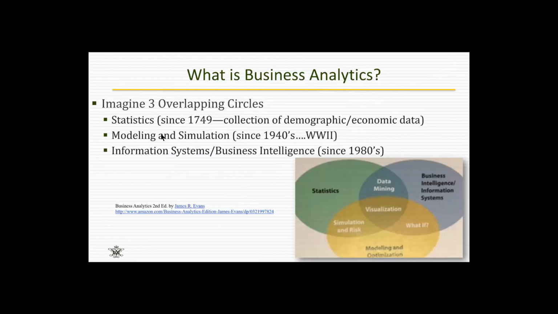What is business analytics? Business analytics is really the confluence of three major areas: statistics, business intelligence and information systems, and modeling and optimization. This diagram very aptly shows what's going on here. Statistics have been around for a long time, well over 300 years. Business intelligence and information systems began to develop in about the 1980s with some work at IBM. And then finally, the modeling and simulation part of it comes from the 1940s during the Second World War.